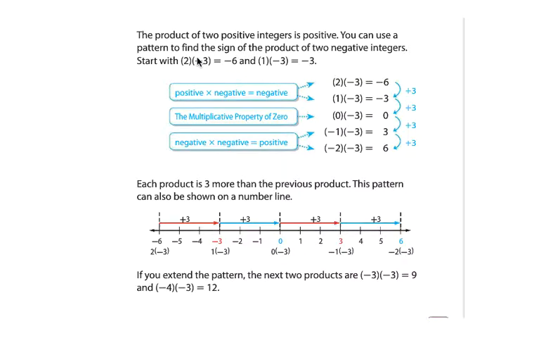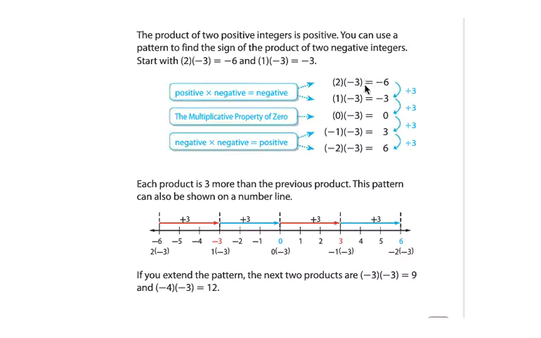You can use a pattern to find the sign of the product of two negative integers. Start with 2 times negative 3 equals negative 6. And 1 times negative 3 equals negative 3. So the positive times a negative is a negative. Okay? So using the multiplicative property of 0, 0 times negative 3 is 0, right? And 0 is neither negative or positive. So we're just kind of going down the line.